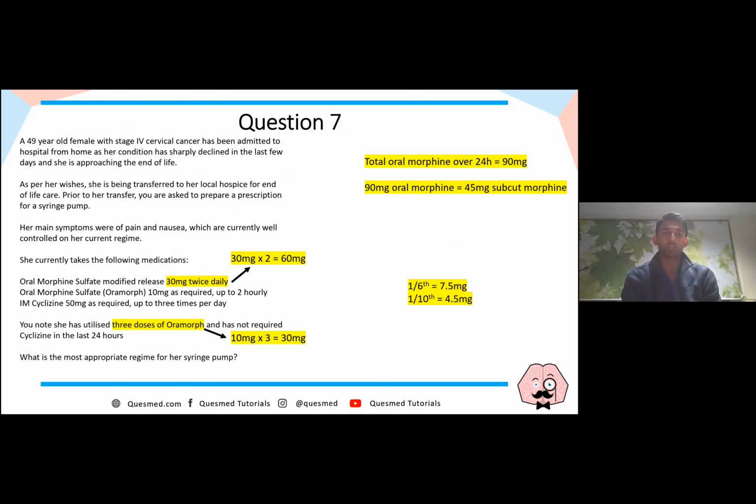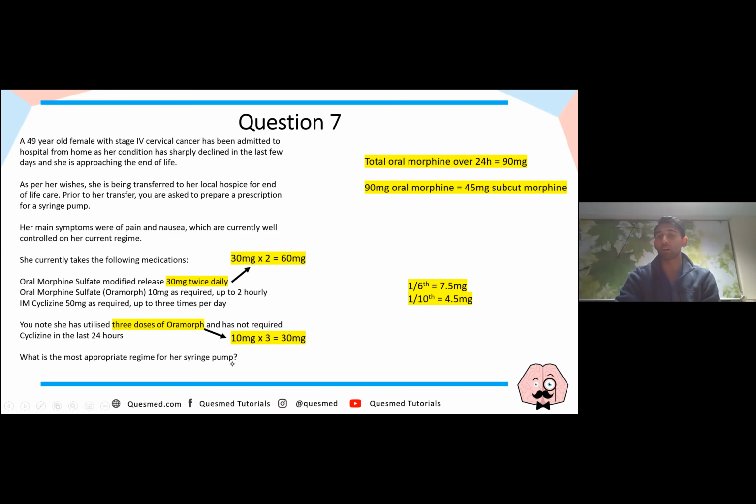So she's on oral morphine sulfate modified release 30 milligrams twice daily. So she's getting a total of 60 milligrams from her regular dose at this point. She's also used 3 doses of her Oromorph in the last 24 hours. So the new regular dose is going to be the total of the old regular plus the old breakthrough, which is 90 milligrams. But remember that in this question, we're talking about a syringe pump.